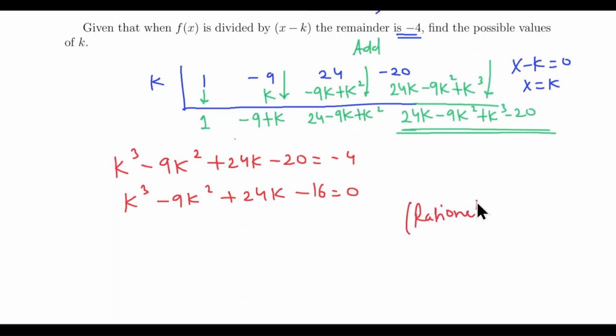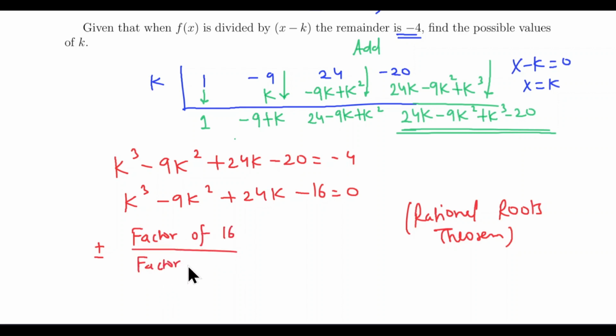This theorem, the rational roots theorem, is usually covered in school as a part of the AP Precalculus course. So I hope you guys know it. If you don't, then just let me know in the comment section and I'll try to explain it. But in the rational roots theorem, what we do is we take the ratio of the factors of the constant, so the factors of 16, over the factors of the leading coefficient, all the possible factors. So this gives me possible roots of this equation.